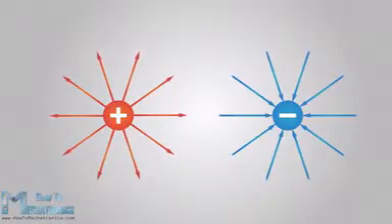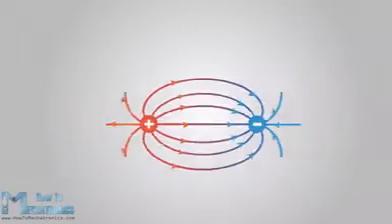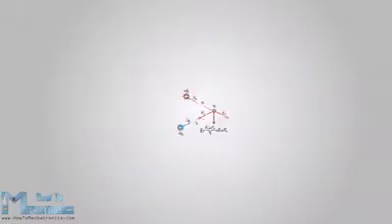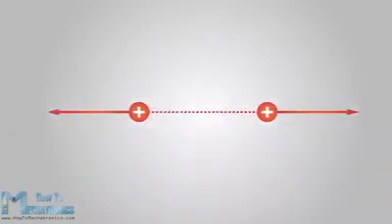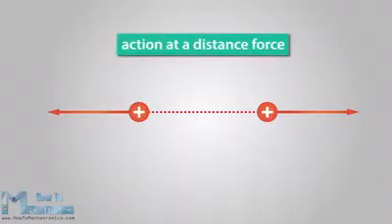In this video, we will learn about electric field, the properties of electric field lines, and the superposition principle. Two electrically charged objects exert a force on each other. They also exert a force on each other even when they are not in contact. This force is called an action at a distance force.